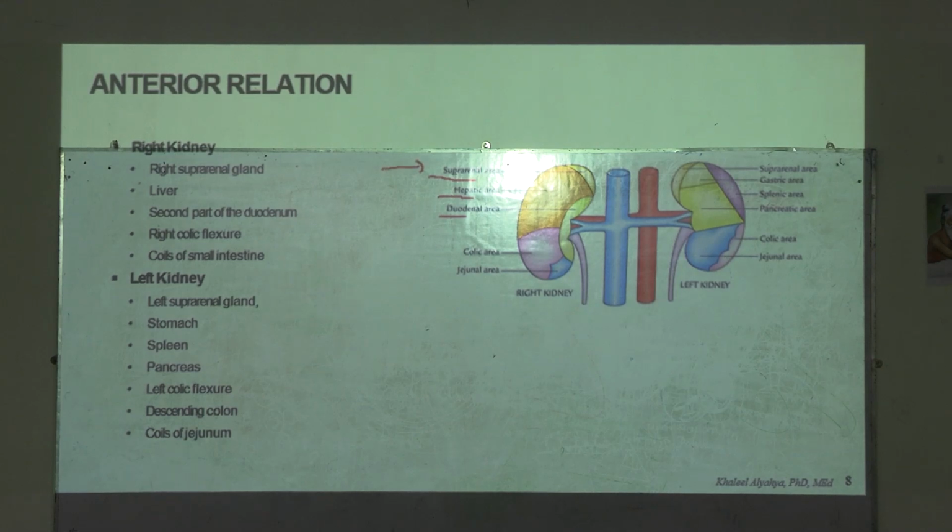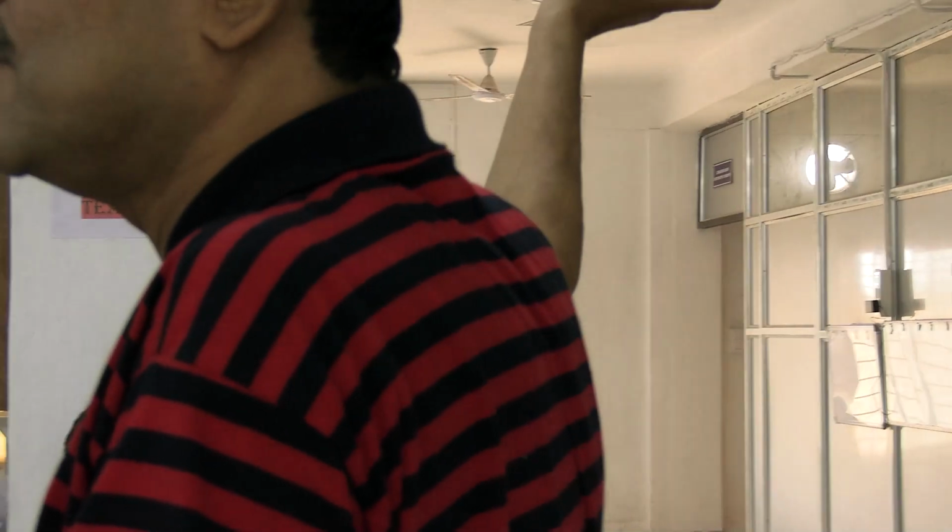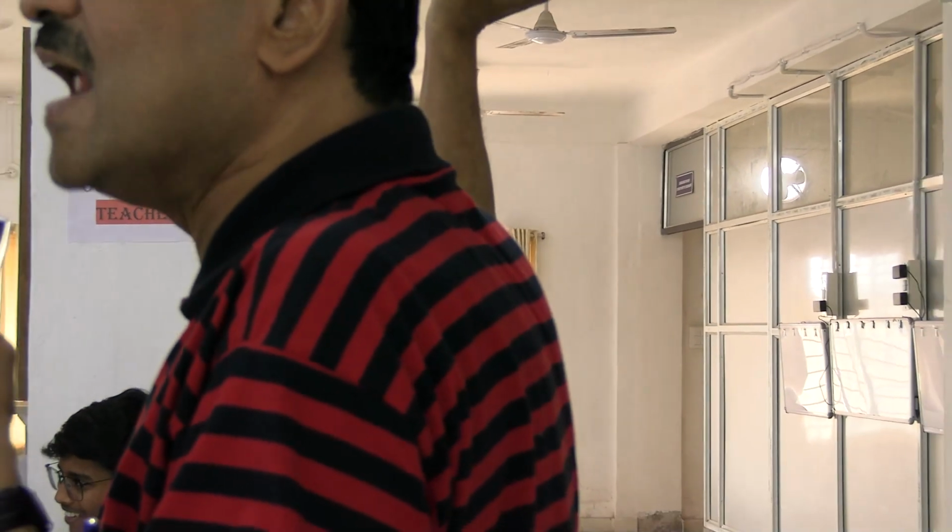Sada means S, suprarenal gland. Hati means hepatic impression. Da means duodenal impression. Koto means colic impression. Jano means jejunal impression. So if you can remember that mnemonic in Bengali, Sada Hatir Dam Koto, then you can remember the anterior relation of the kidney of the right side. Sada Hatir Dam Koto.